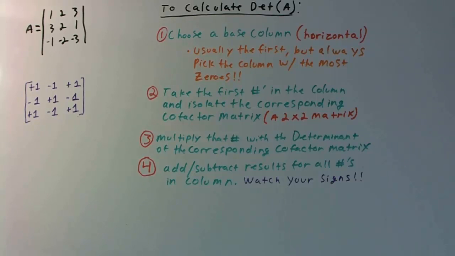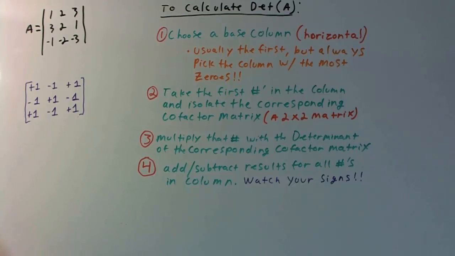All right, so let me pick a color here. Black's fine. First we choose a base column. Looking at the matrix, there are no zeros, and I don't like negatives, so let's just pick the first column, because that's normally what everyone else does, unless there are any zeros. So let's pick the first column.